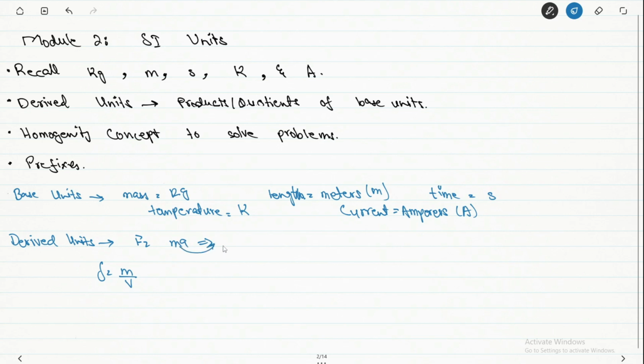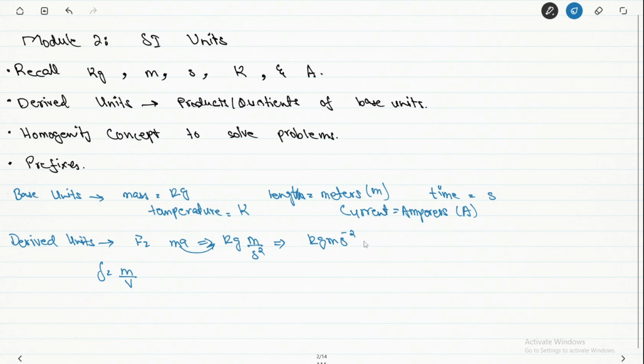The basic unit of mass is, as we learned, kg, and the base unit of acceleration would be meter per second square, right? And again, if you don't know the unit of acceleration, no worries, just believe me for now and you'll learn it later. So the base units of force would be kg meter per second square.